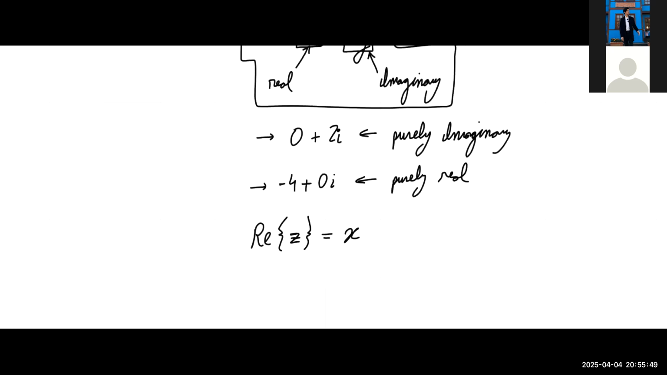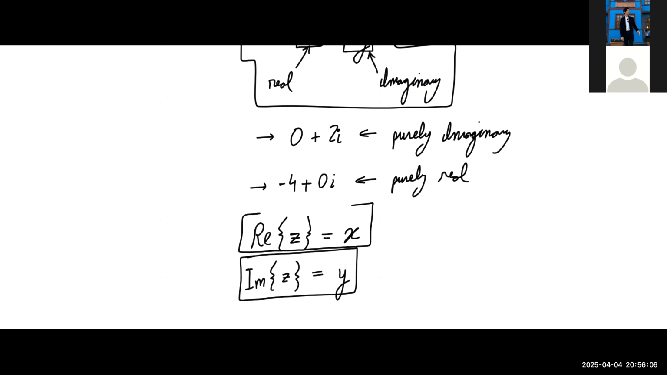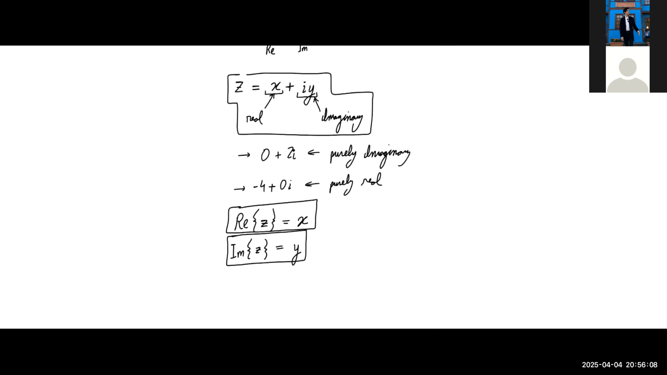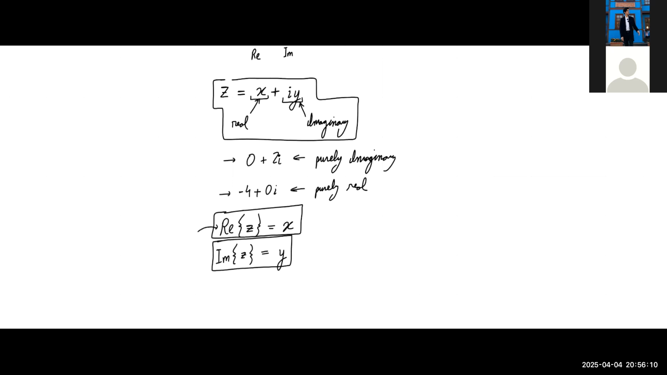If I say Im of Z, I'm asking you what the imaginary part of Z is. This time you will say y. You won't say yi, you'll just say y, because we're talking about the imaginary part's coefficient, basically. Think about it like that. So this is almost a command, like in programming. I'm saying the real part of Z, extract that and tell me what it is. Imaginary part of Z, extract that and tell me what it is.